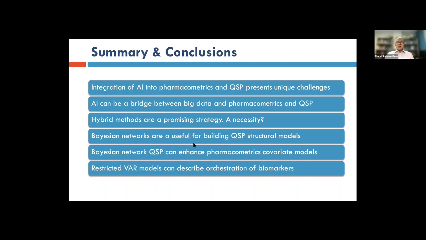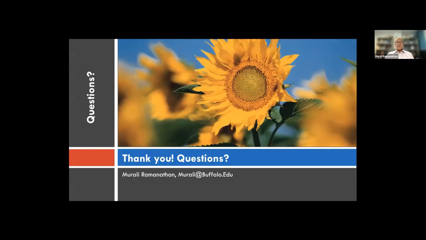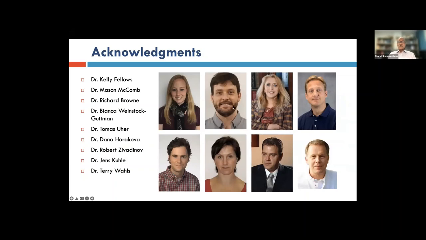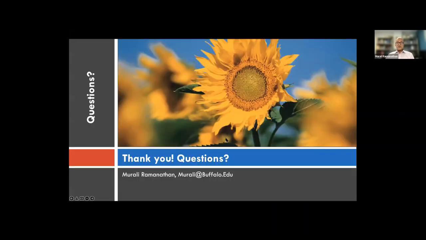And the other two points derived from the case studies. One is the GPM, the generalized pharmacometric modeling. And I've shown you that restricted VAR models can be used to describe the orchestration of biomarkers over aging. And then I'm going to ask for questions, but maybe I'll acknowledge all the folks I've worked with over the years. Most of my AI/ML work was done by Mason McComb, who's now at Amgen, and Kelly Fellows, another student who started out going in this direction. And there are some of my long-term collaborators in MS on this slide as well.